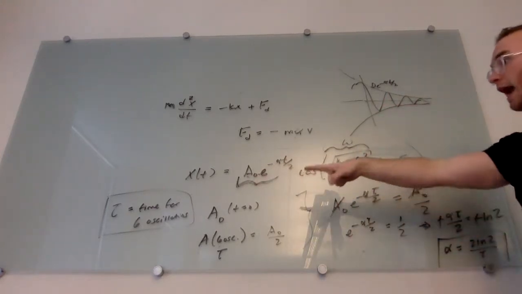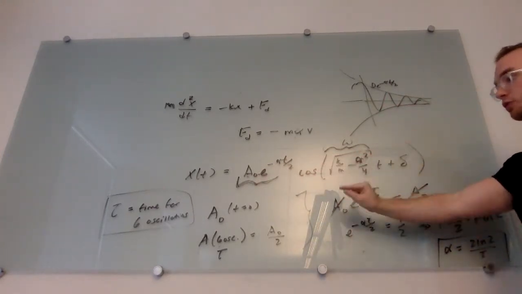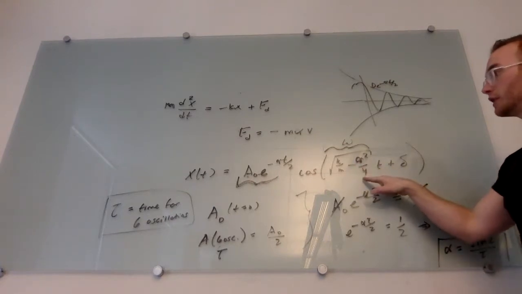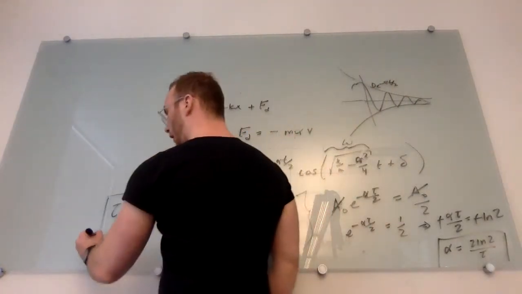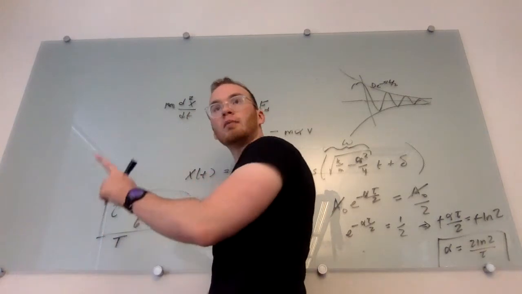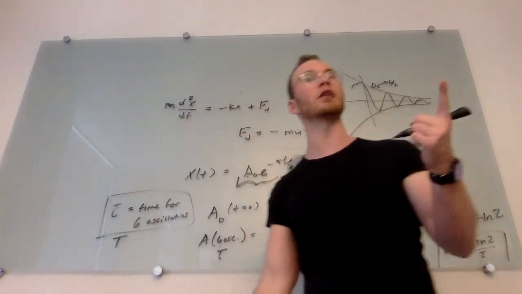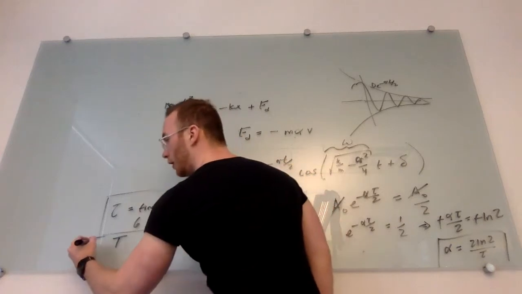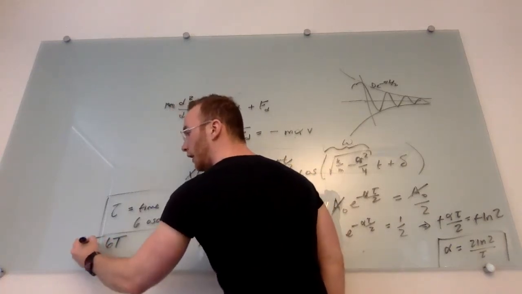So for the tau for 6 oscillations, this is the frequency omega, and 6 oscillations is actually, if we find the period, T is the period, which is the time for 1 oscillation, right? So of course tau is 6T, right?